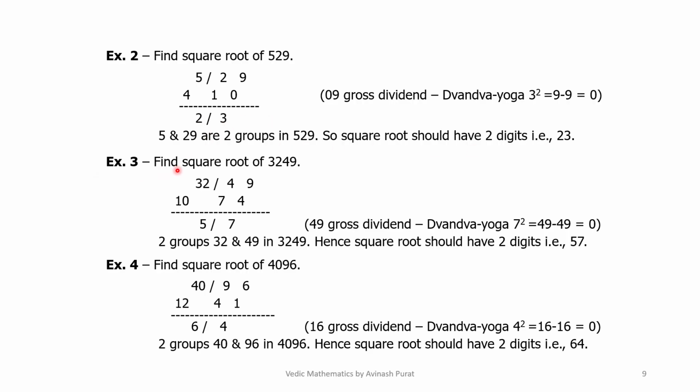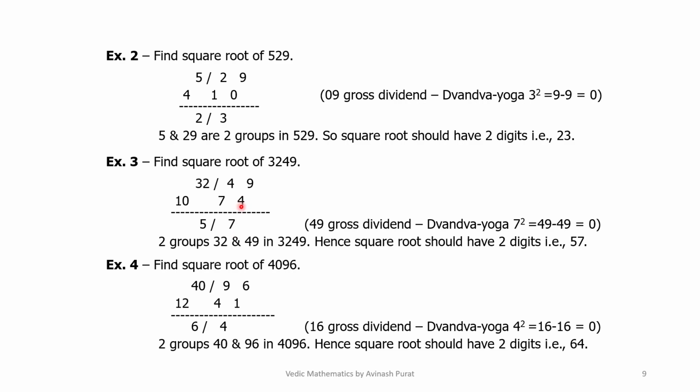Example third, find the square root of 3249. 49 is the first group, 32 is the second group. The maximum square below 32 is 25, that is 5 square. 5 is written down as the initial answer. 5 multiplied by 2 is 10, that is taken as the divisor. 32 minus 25 is 7. 74 is the first dividend. 74 divided by 10 is 7.